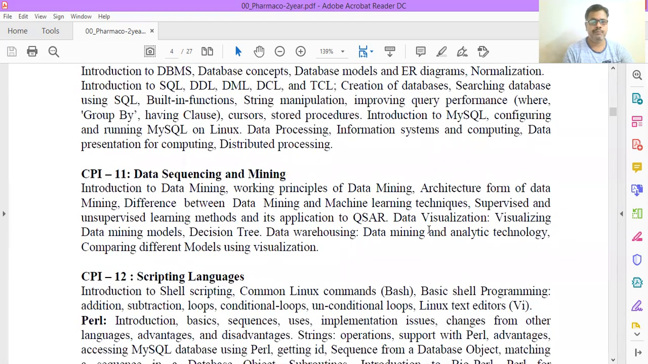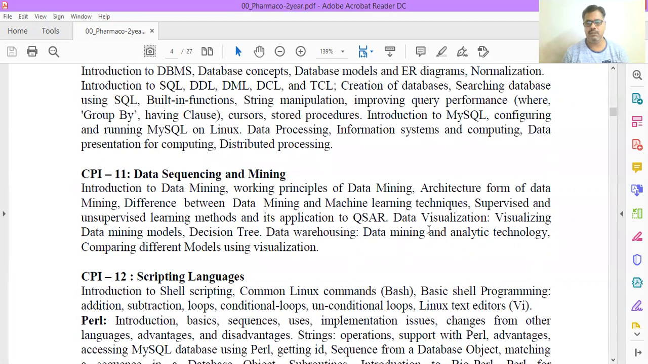This is my topic, right? Introduction to data mining. So what is data, and what is mining? What is the working principle behind data mining, and what is the architecture of data mining, and the difference between data mining and machine learning techniques. Different types of techniques are there at present. Machine learning techniques: machine learning is not to learn ourselves, but we have to train the machine how to analyze. That is called machine learning techniques.